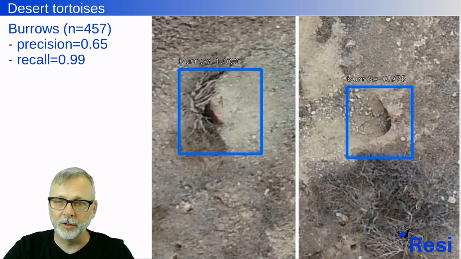As many of you are aware, tortoise burrows are pretty distinctive in terms of their morphology, just due to the shape of the tortoise's shell. You can recognize the tortoise burrow pretty reliably, even from the air, given sufficient image resolution, and you can see some examples here. We developed a model to recognize these with about 457 input images, and again, the performance is very strong.